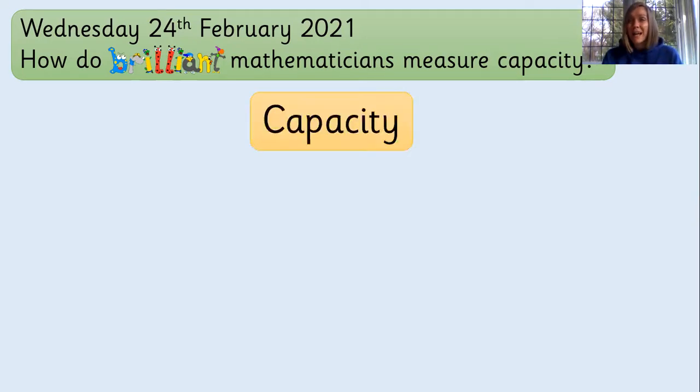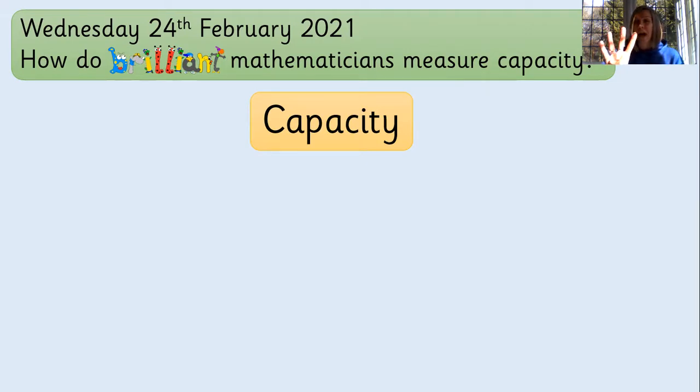Brilliant. Now, capacity is a way that we measure how full or empty something is. And we have a look at different containers to see which ones might be full and which ones might be empty. That's a way of measuring the capacity. And a container could be anything. It could be a drinks bottle, a mug, a glass, a vase, a bubble bath. It could even be a washing up bowl or a watering can. And we like to measure capacity to find out how full or empty that container is.